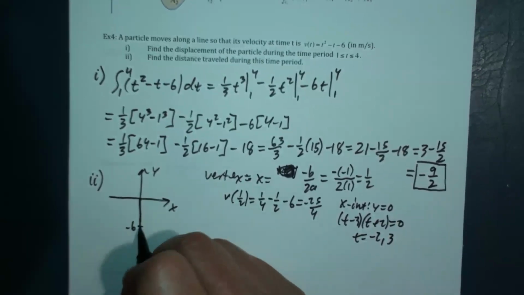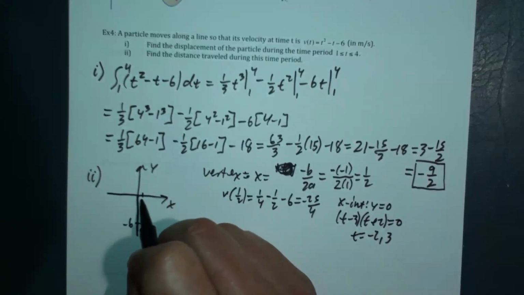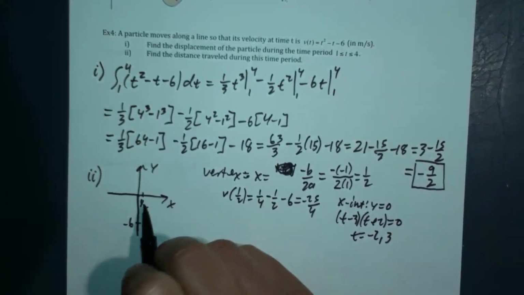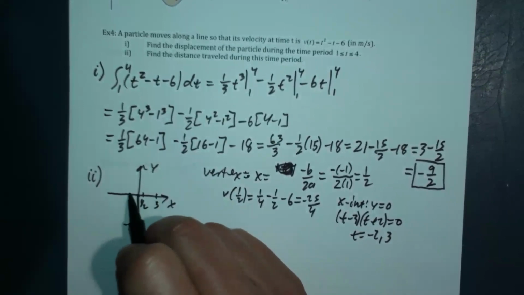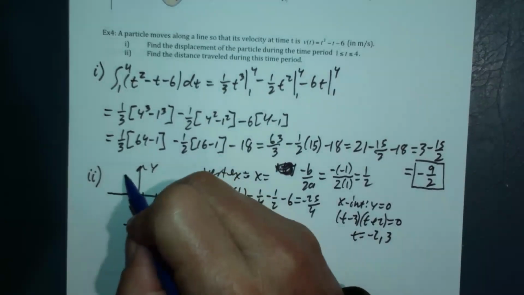And this was negative 6.25. And here's a half. And here we are at 3 and at 2. So our graph is going to look like this.